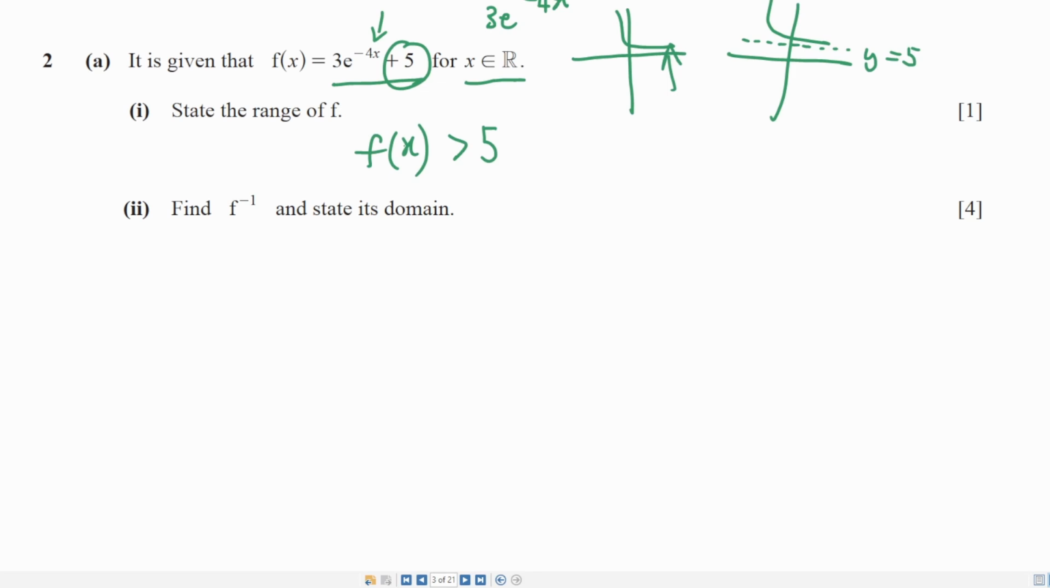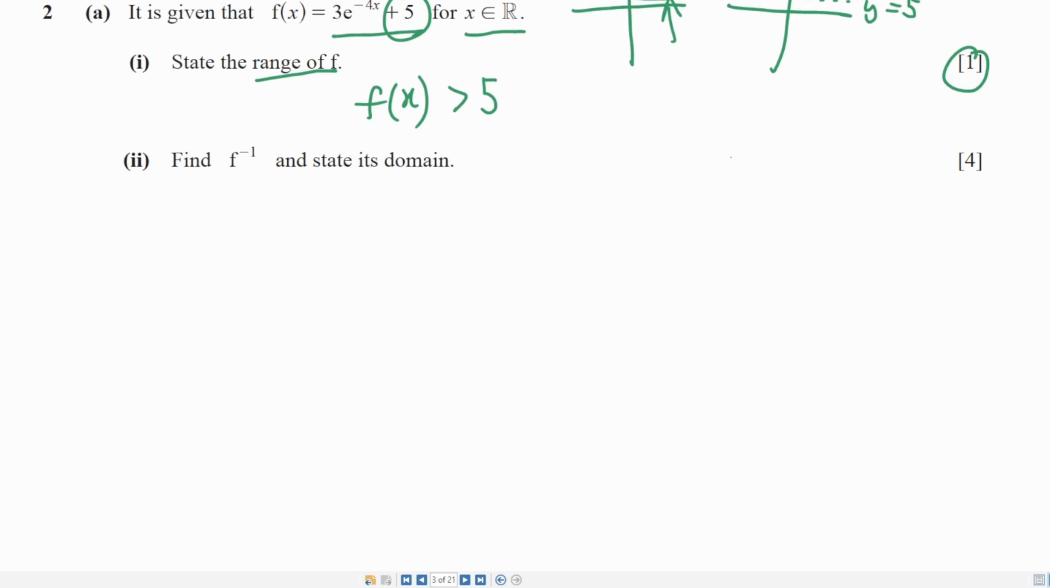Oftentimes, these domain questions will ask simple 1-mark questions, and stating the range of a function, if it's just 1 mark, don't overthink it. It's most likely really easy. So our second part here, find f inverse and state its domain. The first thing I like to do is always rewrite the initial function. This makes it easier to refer to.